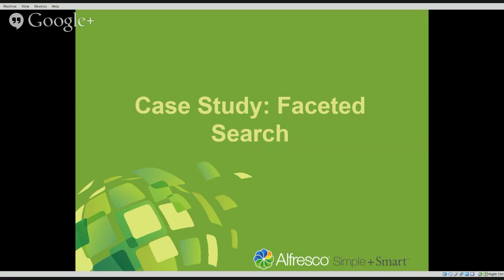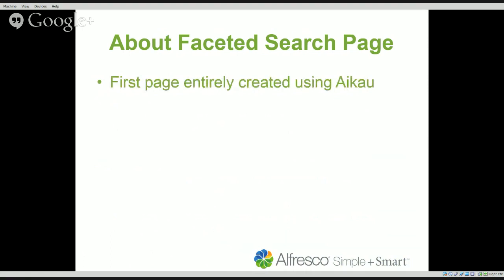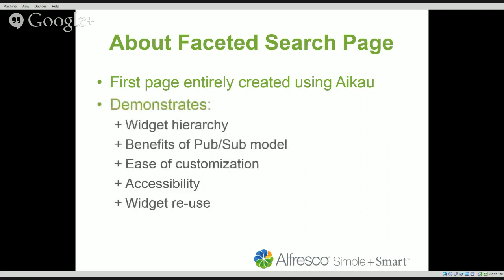Faceted search is the first page that we've created entirely using Aikau. The header bar in 4.2 was actually written in Aikau before it was called Aikau, and we've done some other stuff like the site management pages, but that was built into the existing admin console page. So this is the first page from start to finish which is entirely built with Aikau widgets. And it is a very good case study because it demonstrates all of these things I've talked about: the hierarchy of widgets, the benefits of using pub/sub, customization. I'm going to show you some examples of what we've already played around with, some accessibility reviews so you can see how we're going in that direction, and also how we're able to easily reuse widgets between our pages, and reuse stuff we've written before.